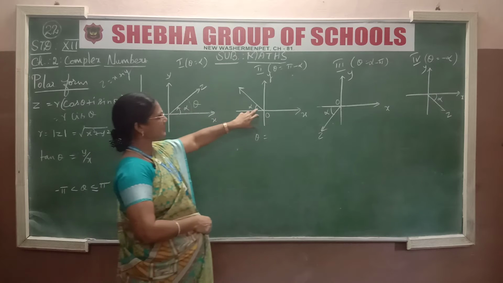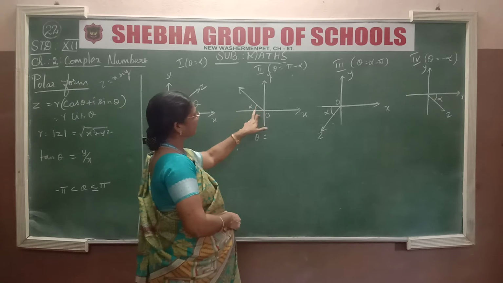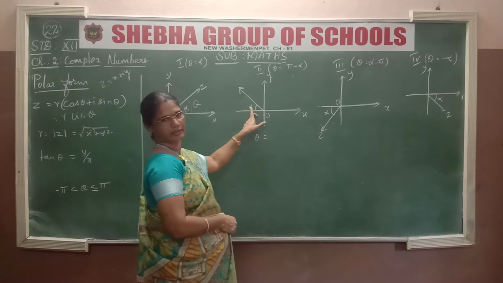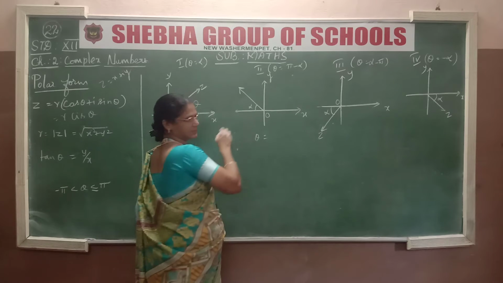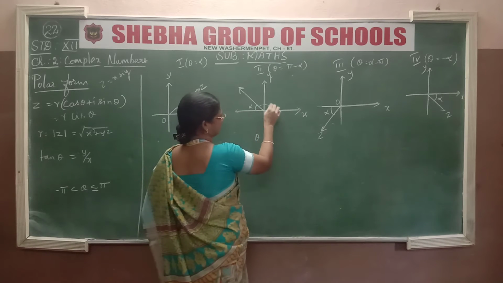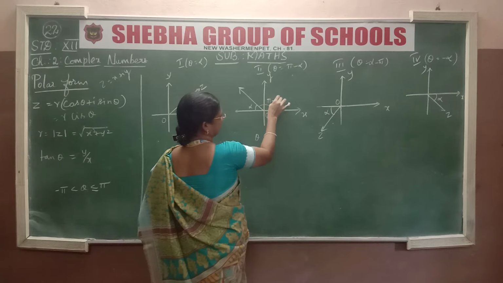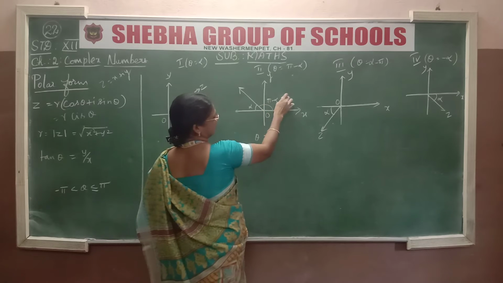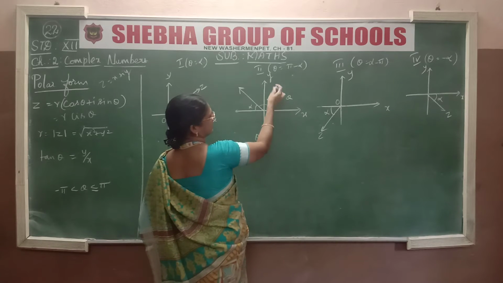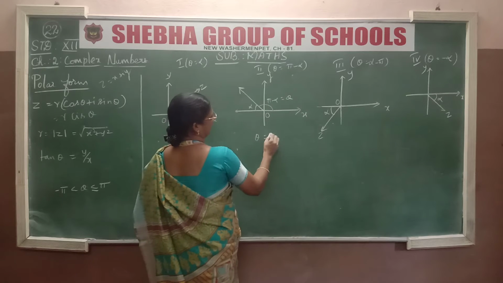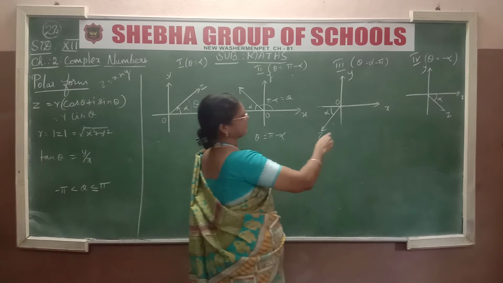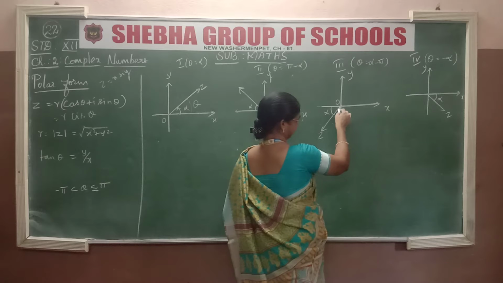Suppose it lies in the second quadrant and this alpha is given, this is the negative direction. So we want the positive direction. What is this? This is pi minus alpha, isn't it? So this is our theta. So theta is what? Pi minus alpha. Okay, next, suppose it lies in the third quadrant.